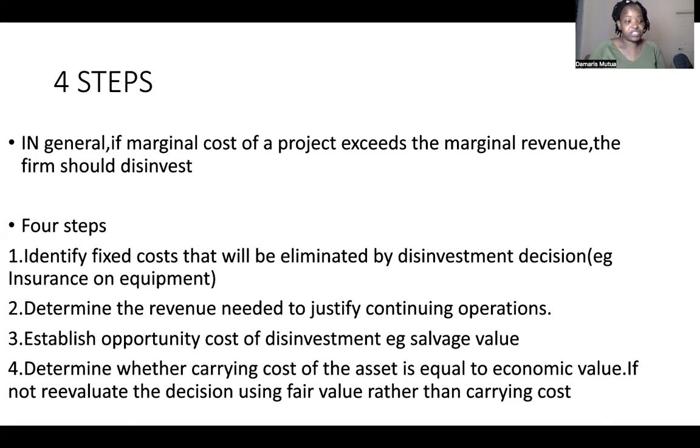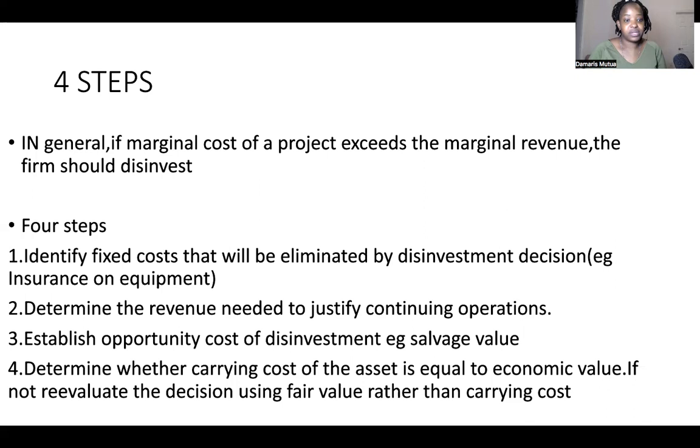And there are some 4 steps that I'm recommending that you follow for this kind of decisions. The first step is that you need to identify the fixed costs that will be eliminated by the disinvestment decision. For example, let's say insurance on the equipment that we're using to produce the product. So we won't need the equipment anymore if we are disinvesting, if we're stopping that product.